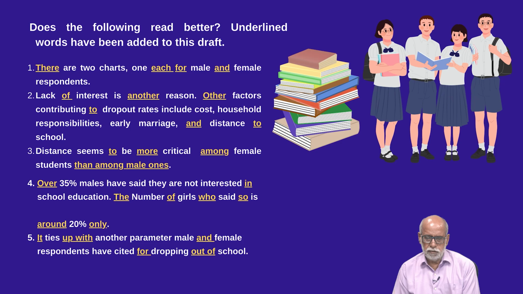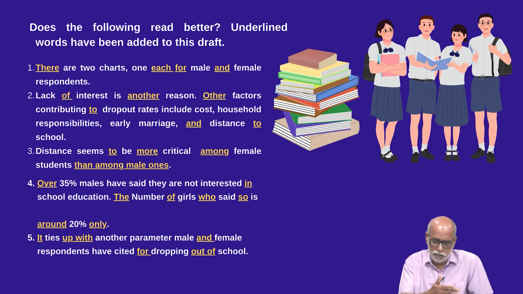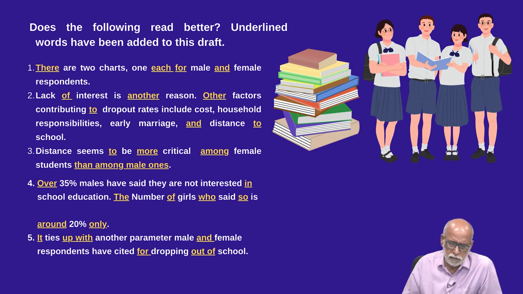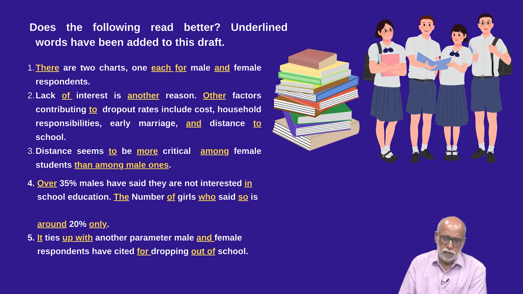Before other reason, we have added the word an. So, when you say lack of interest is another reason, it means there are 10 or 20 other reasons, but there is one more, and this is it. Okay. Other factors, so other has been added, to has been added, preposition, other factors contributing to dropout rates include, etc., etc. And finally, we have added and, and this way we have related this other part to the main part, and then to school, the infinitive.